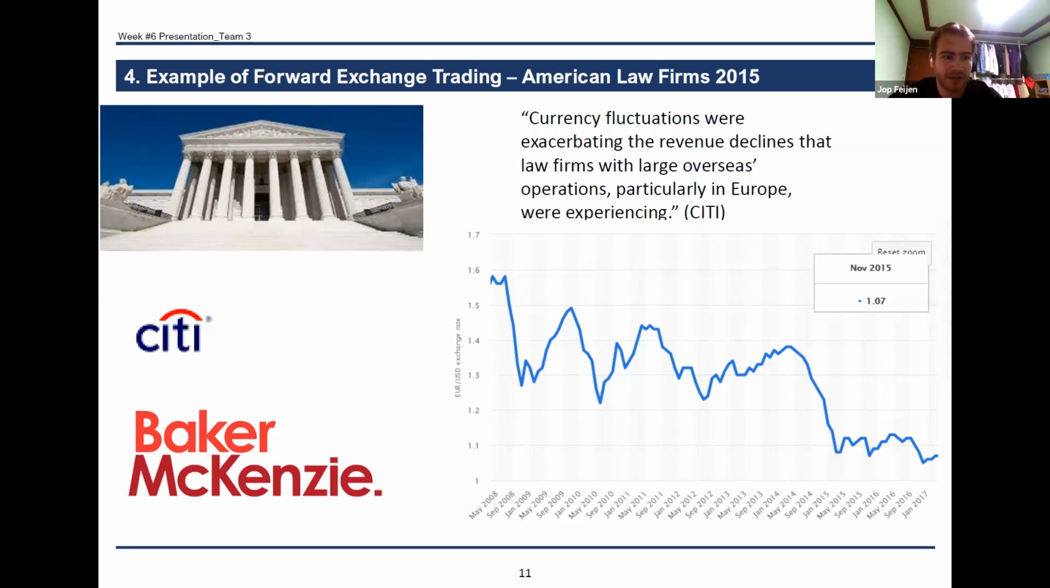CFO Paul Eichelman of Baker & McKenzie said that it's normal for their basket of currencies to go up and down. But during 2015, all of the currencies moved in the same direction when compared to the US dollar. This was a big strain for law firms. Hence why they were talking about currency hedging techniques that could be very interesting at this point.